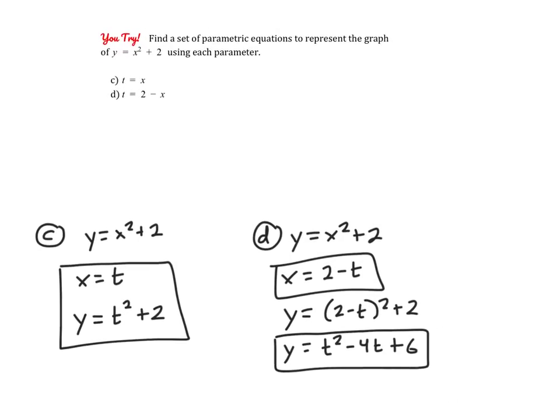Okay, for part A, we already have x in terms of t. You substitute it, and then we have y in terms of t. y equals t squared plus 2. For the second one, solve for x. So we have x in terms of t, substitute that x value in, and then you have y in terms of t. So these two equations are the parametric equations.